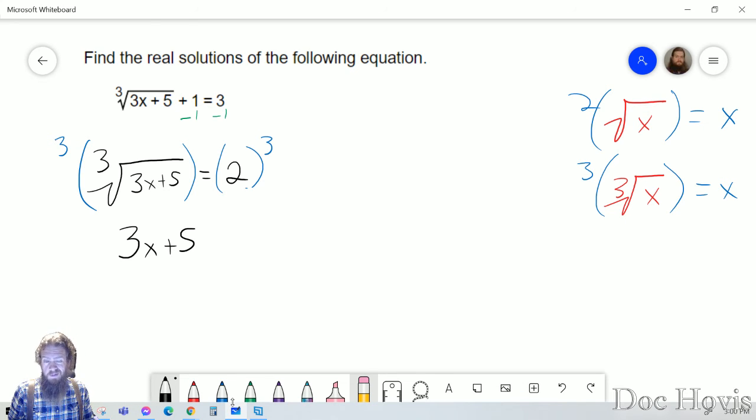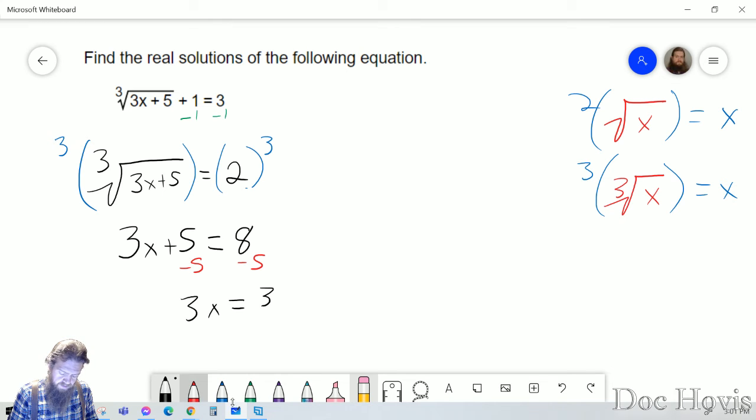We don't mess around with anything on the inside, leave all the gooey stuff alone. We just bring 2 to the third power, so 2 times 2 is 4, times 2 is 8. We have now just a very, very basic math problem. Subtract 5, and 3x is equal to 3, and then the last step is to divide both sides by 3, and you get x is equal to 1.